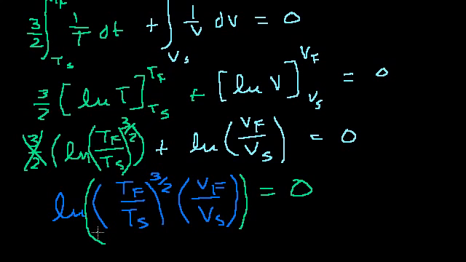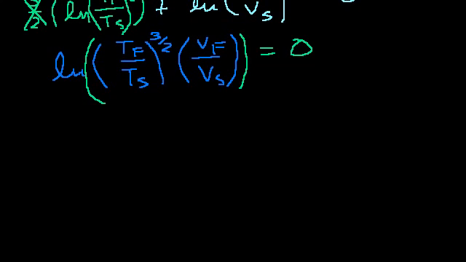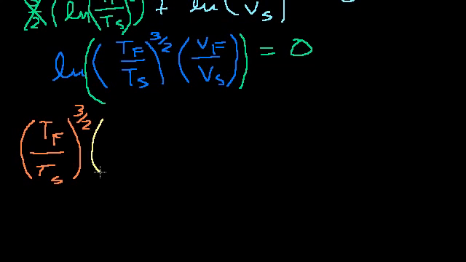Now what can we say? Well, we're saying that e to the 0 power, right? The natural log is log base e. E to the 0 power is equal to this thing. So this thing must be 1. E to the 0 power is 1. So we can say, and we're almost there, that Tf, our final temperature over our starting temperature, to the 3/2 power times our final volume over our starting volume is equal to 1.